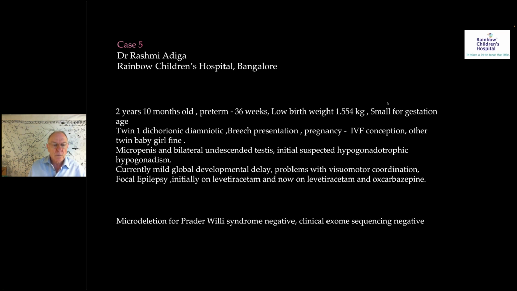So the baby has mild global developmental delay and problems with visuomotor coordination, but he's able to walk and run and all of that. And initially he had status epilepticus, I think at the age of 6 or 7 months. He was on levetiracetam, well controlled. And more recently, he has developed seizures and repeated his EEG last month, which showed temporo-occipital spikes.